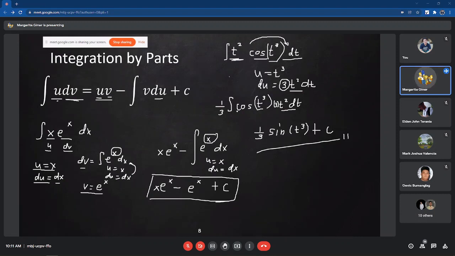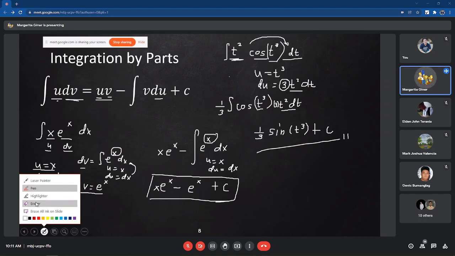One more example of integration by parts.